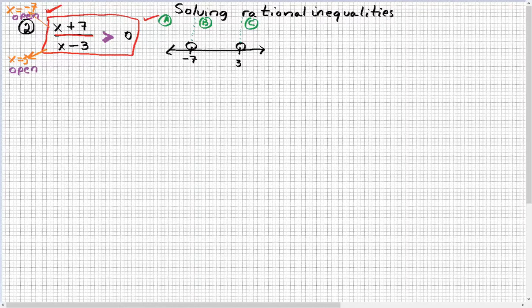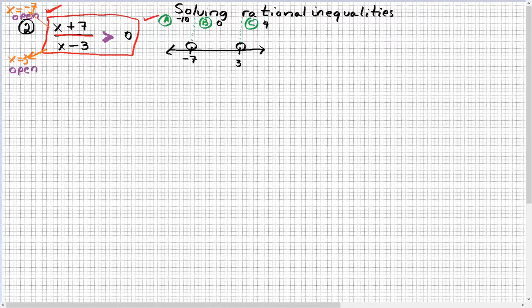Now I'm going to pick numbers in those regions. What's a number to the left of negative 7? See, I was thinking of the answer already. A negative 10. A number in between negative 7 and 3, so I'm going to use 0. And a number greater than 3, so I'm going to use 4. Now these are the numbers that I'm going to test.